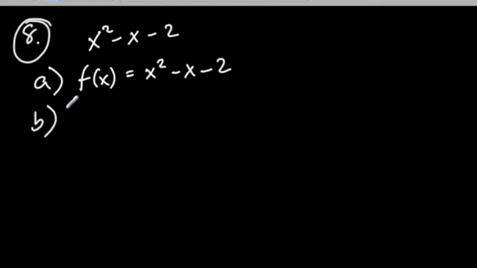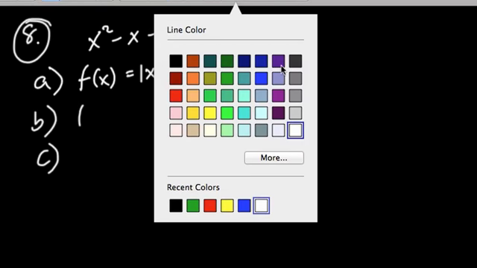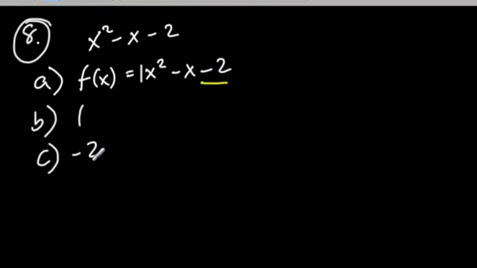B says to find the vertical stretch, which is basically the coefficient in front of x squared. So the number in front of x squared is simply 1, so that's it. C says to find the y-intercept, which is the constant in the standard form. So the answer here is simply negative 2.